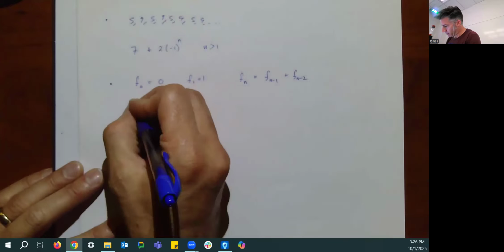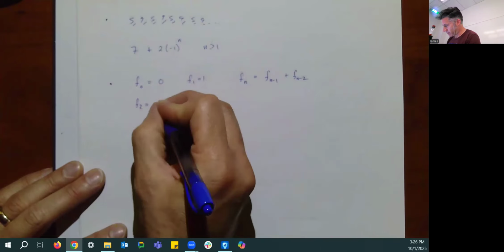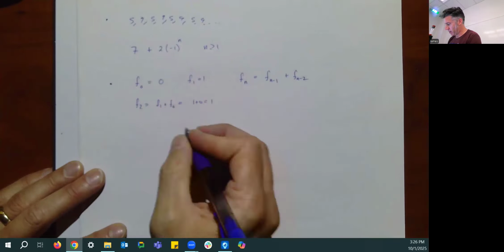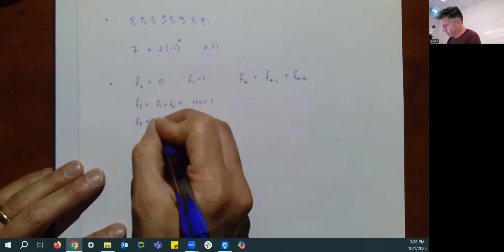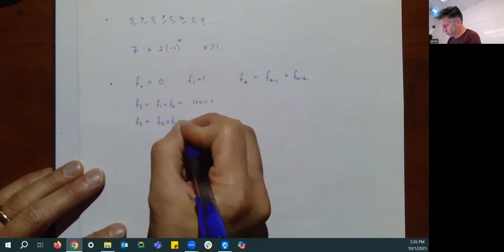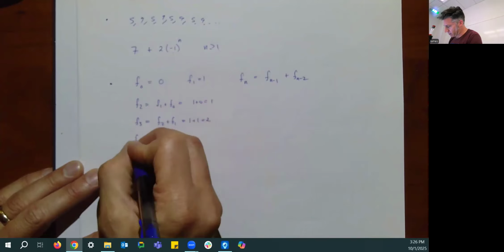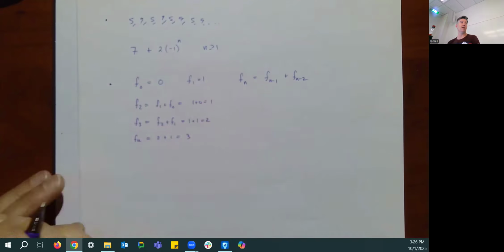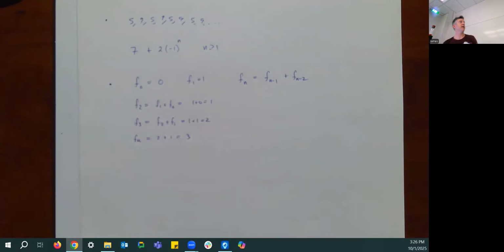So our f sub 2 would be f sub 1 plus f sub 0, which is 1 plus 0, which is 1. And our f sub 3 would be f sub 2 plus f sub 1, which is 1 plus 1, which is 2. And f sub 4 would be 2 plus 1, which is 3, and so on and so on and so on. So that's kind of the gist of a recursive sequence, is you need the previous terms to find the next term.